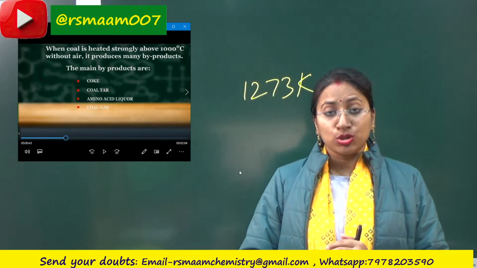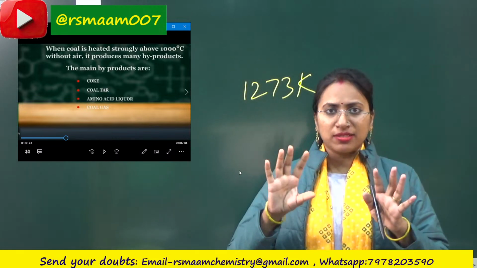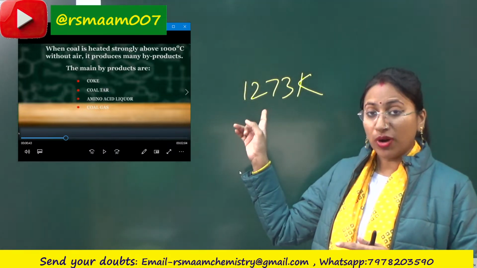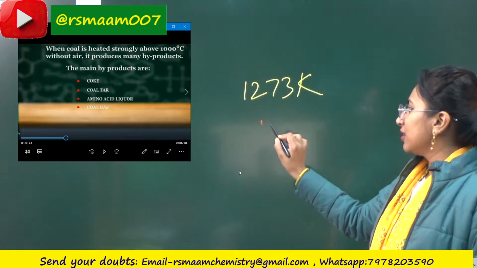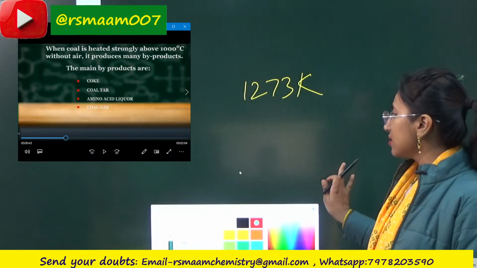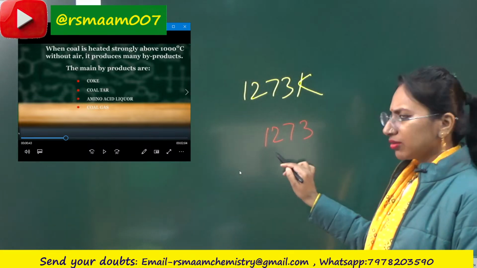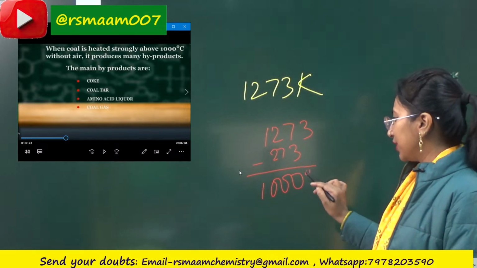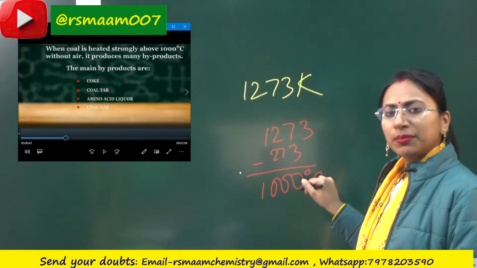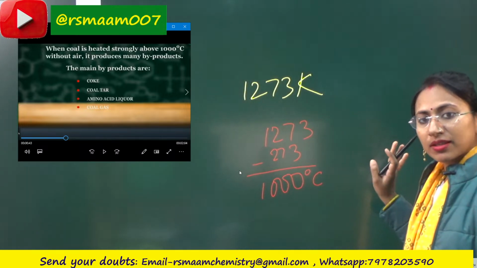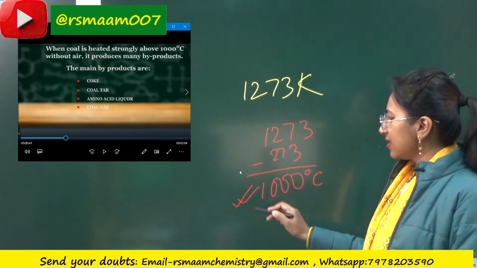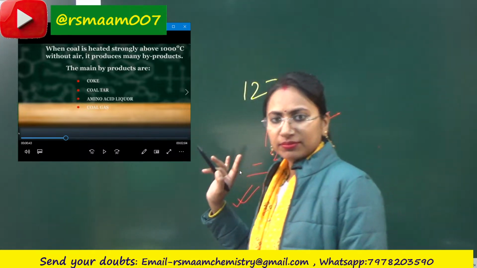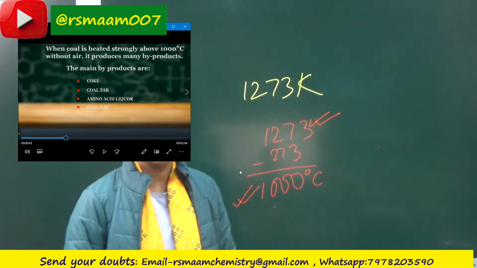What we need to do is take a test tube made up of hard glass, because we are going to heat it strongly. 1273 Kelvin: if you want to convert it into degrees Celsius, what do you need to do? Do you know this conversion? We need to subtract 273 from this. So if it is written 1000 degrees Celsius, it is also fine. If it is written 1273 Kelvin, this is also fine.